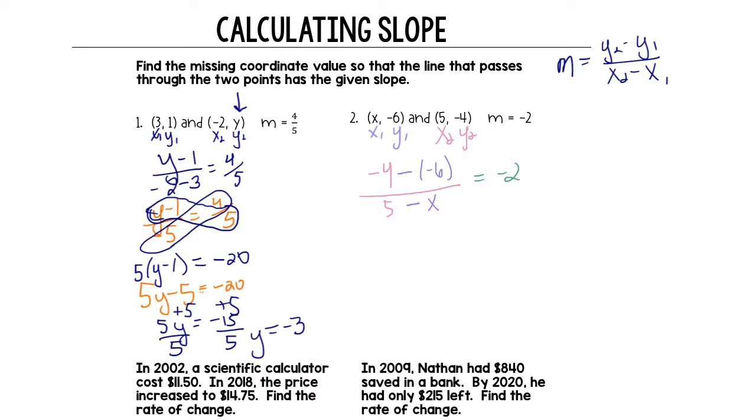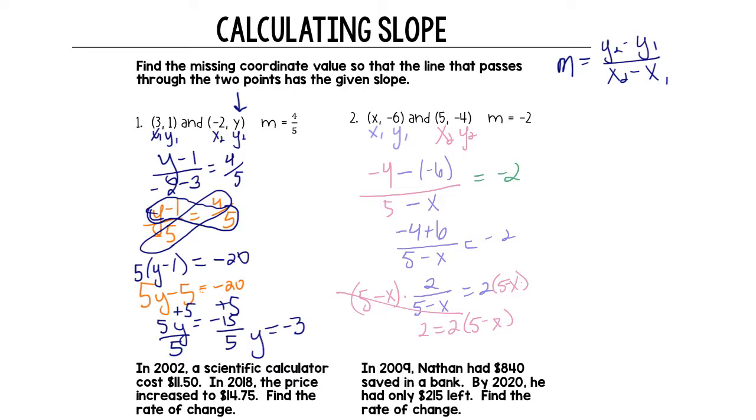So let's simplify on the top. Negative 4 minus negative 6 is the same thing as negative 4 plus 6 over 5 minus x is negative 2. Well, negative 4 plus 6 on the top is 2 over 5 minus x equals negative 2. So I can't get to x in the denominator, so we're going to multiply both sides by 5 minus x so we can get that x out of the denominator. Those cancel, and we're left with 2 equals negative 2 times 5 minus x.